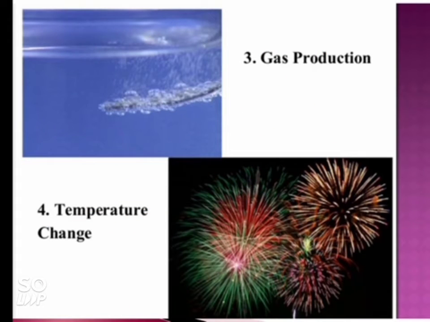Next sign is gas production. Some reactions produce gas. Simply, the burning of a candle produces carbon dioxide. It is an example of chemical change. Third one is temperature change. Simply when we cook food, the temperature of the food is very high and the temperature of the vegetable is normal. It means formation of food from the vegetable is a chemical change. It shows different signs like temperature change, color change, taste change, etc.